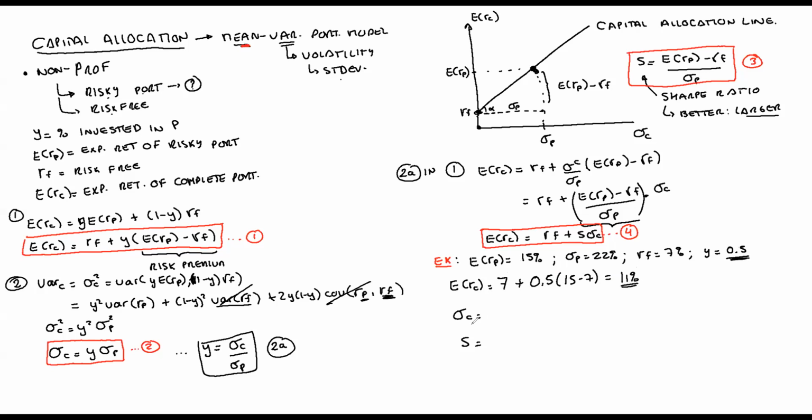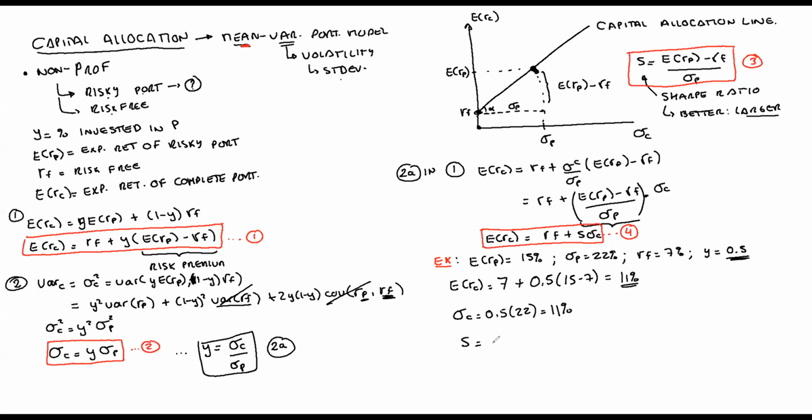Got it? Now, what is the variance of this one here? The variance is simply proportional to the volatility of the, sorry, not the variance, the volatility of your complete portfolio is proportional to your weight in the risky portfolio times the volatility of the risky portfolio. So in this case, my weight is 0.5 and my sigma is 22. So in this case, I have 11%.